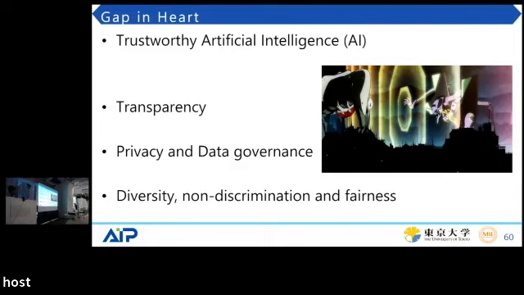Finally, I want to say there is a gap between the heart. In Europe, we have the Trustworthy Artificial Intelligence guidelines, which mean that AI should be transparent, keep privacy and data governance, and also ensure diversity, non-discrimination, and fairness. This is also important, and it is what we have always considered during our research.